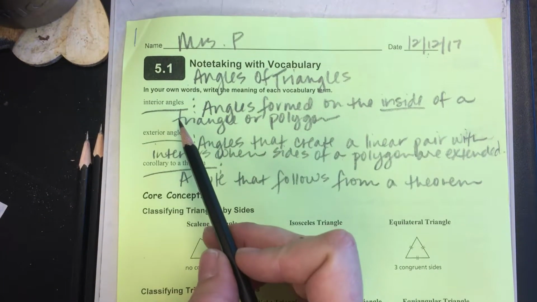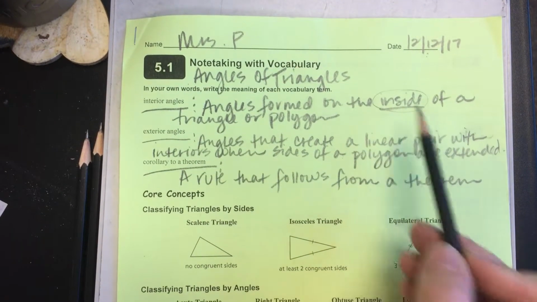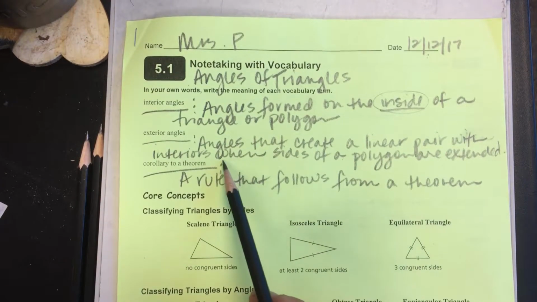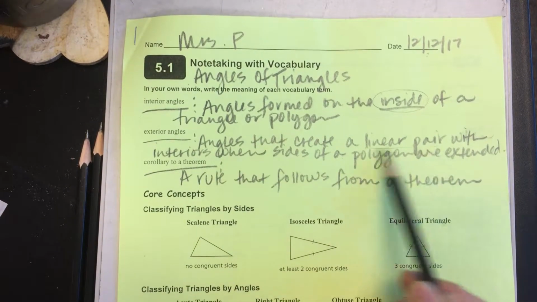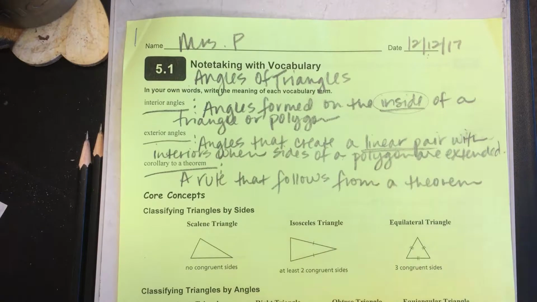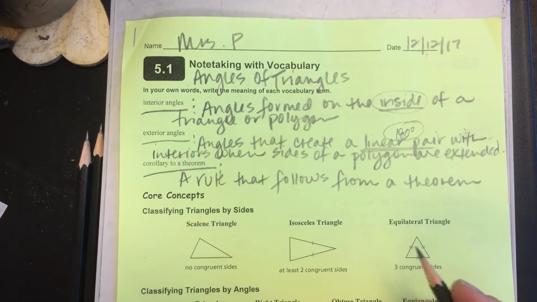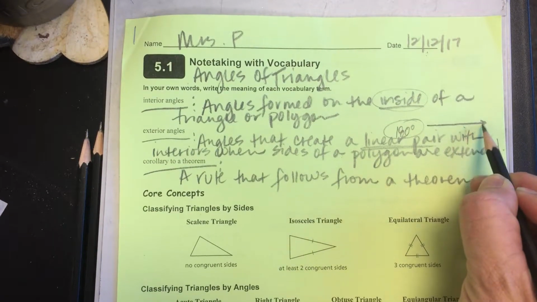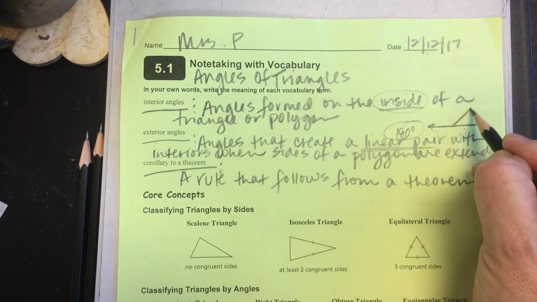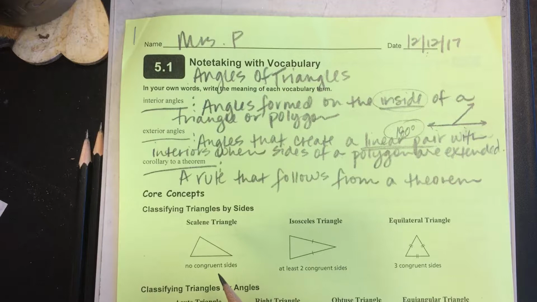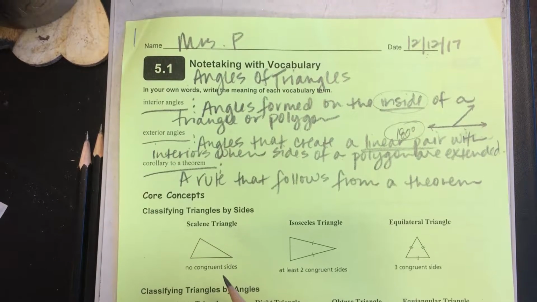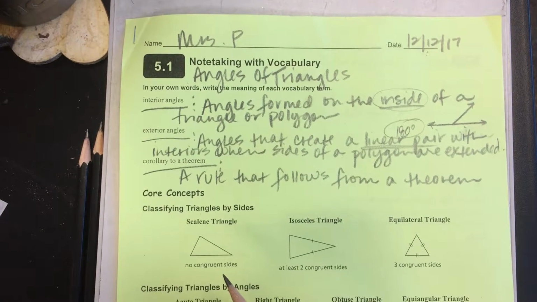Angles of triangles. First of all, interior angles. The big idea is these are the angles that are on the inside. And for exterior angles, angles creating a linear pair. Over on your linear pair word, remember that linear pairs add to 180. Two angles that add to 180. Let me actually just draw an example right in here. A linear pair is when you have two angles that lie on a line like that, and they would add to 180. That'll come up for us.